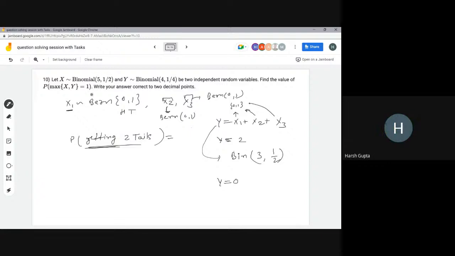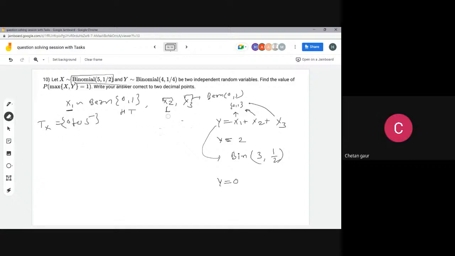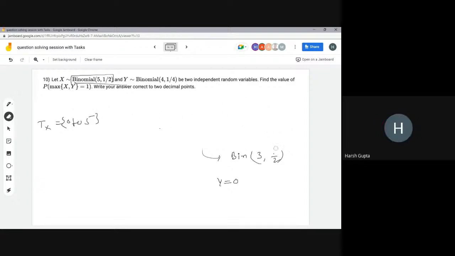Here one, here three. In our question, the range of X is from 0 to 5. Is it clear? Okay, so let's get back to the question. This is the range of Y, and same for X, same for Y. 0 to 4 here.